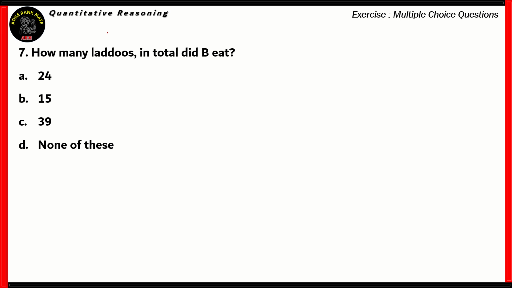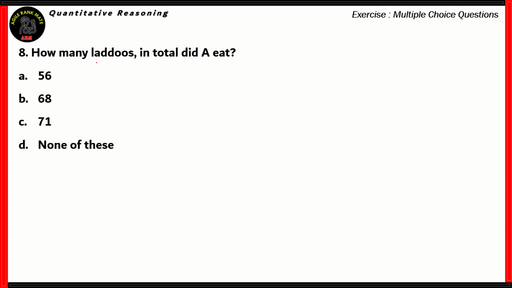Question number 7. How many laddus in total did B eat? So B's share would start from 24, and then 12, and then 3. So 4 plus 2 is 8. 8 plus 3 is 11. 4 plus 2 is 6, actually. 6 plus 3 is 9. My apologies. And then 2 plus 1 gives you 3. So therefore, 39, option C, is the right answer. 24 was the share that A and B got, and 15 was the total number of laddus for C. And since we know that option C is the right answer, option D is also incorrect.